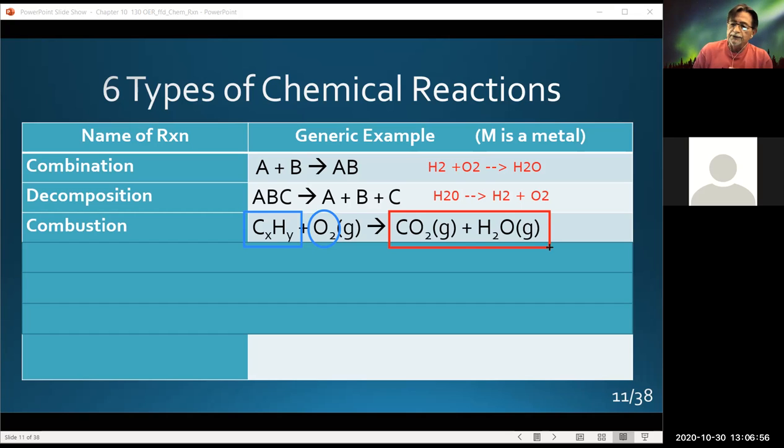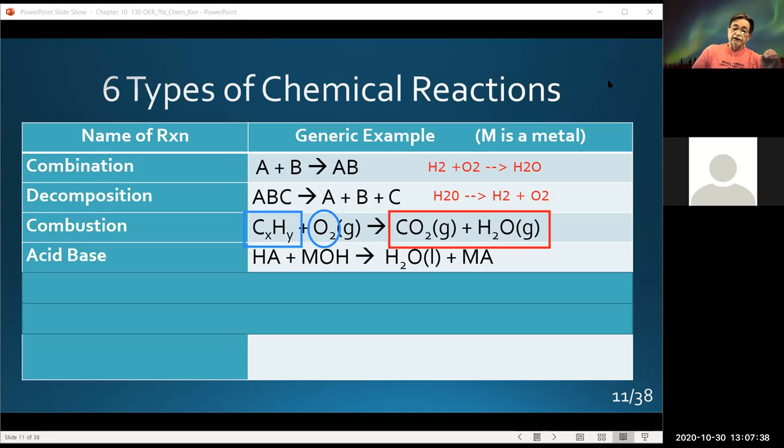Yes, we combust hydrocarbons in our engines. Yes, we create carbon monoxide, which is a poisonous gas. But that is because the engines we use and the injection of the oxygen and so forth is not very efficient. It's due to the lack of efficiency of our combustion engines. Therefore, we end up with carbon monoxide as a side product. But for us in Chem 130, combustion of hydrocarbons requires oxygen, and the only products are carbon dioxide and water.